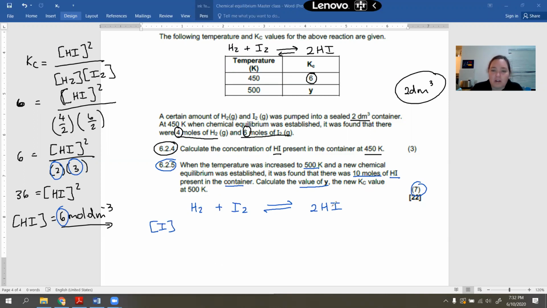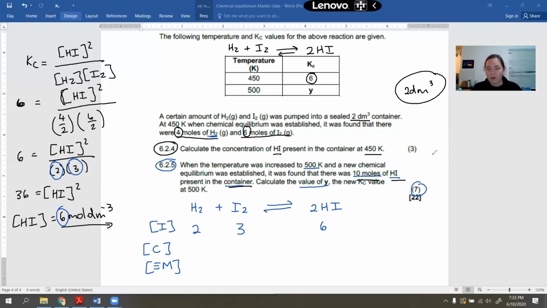So my initial concentration of hydrogen iodide here is 6. My concentration of hydrogen gas is 4 divided by 2, which is 2. And my concentration of iodine is 3. Then I'm going to deal with the change in concentration and the concentration at equilibrium. I know it's a little bit of a weird way to handle this, but I'm just going to show it to you as an alternative so you don't have to go back to work out what we started with right at the beginning. You can just jump in here. So then you are told that at this temperature, it was found that there were 10 moles of HI present in the container at equilibrium.